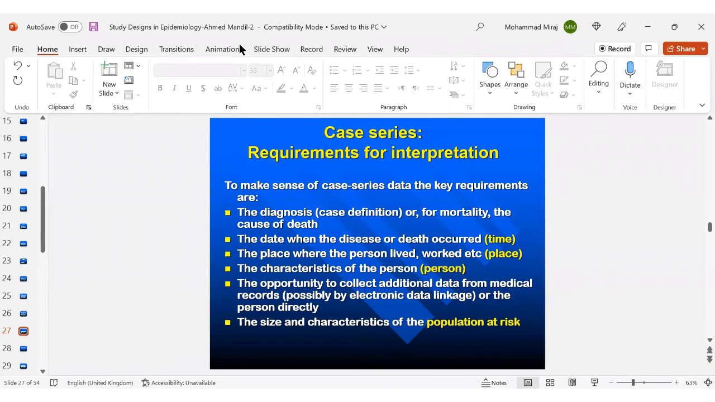And then as far as the interpretation is concerned, we need to understand what the key aspects from any study are. For example, what is the diagnosis, what is the mortality rate. Similarly, we need to understand the characteristics of a person and the characteristics of a place. So you are getting all the information.